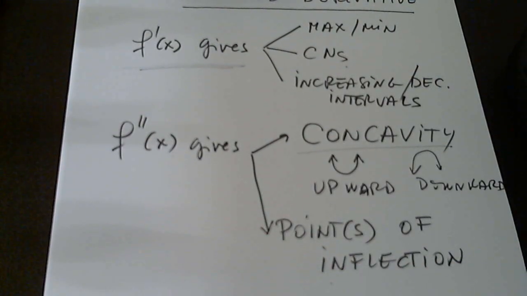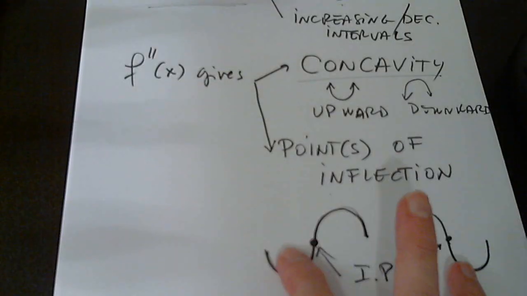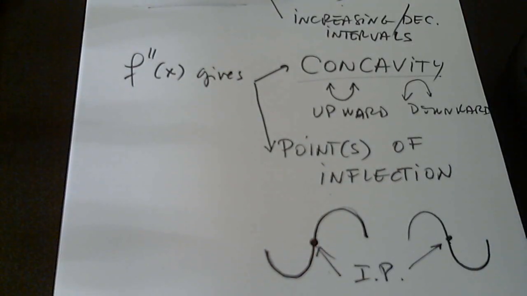So I would like us, we still have a minute. Yes, we have 6 minutes. So I would like us to simply just do that. Just find concavity and points of inflection.